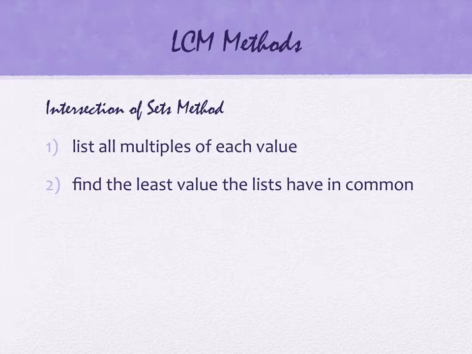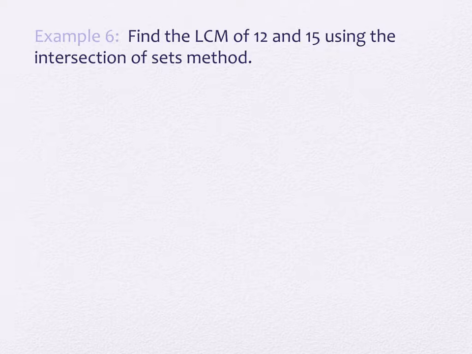Intersection of sets. An intersection of sets method is where we list out multiples of each value, and then we find the least value that the lists have in common. It's usable. It kind of beckons to our sense of multiplication tables because I'm going to write out the list of multiples like on a multiplication table list. If the numbers are quite large, it might not be something that you have memorized, maybe a drawback, right? And if the numbers don't coincide for a long enough period of time, your students are probably going to be angry with you, right? So we're going to do an example with 12 and 15.